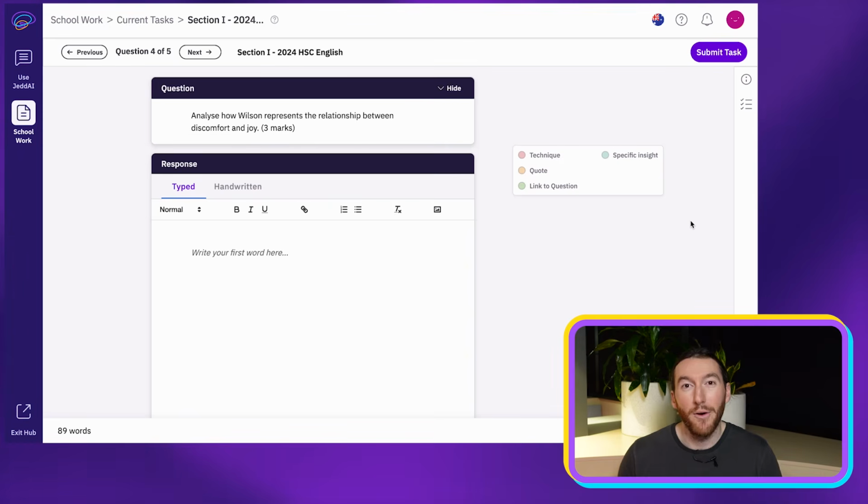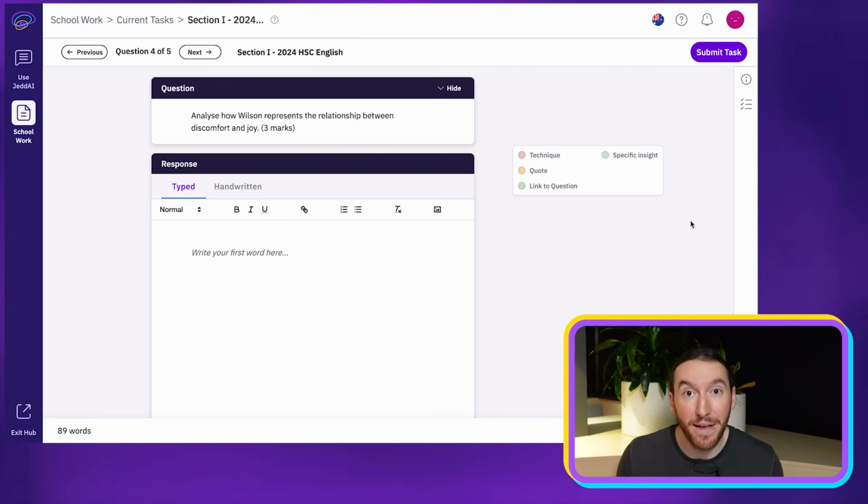On to the next. All right, question 4 for this paper was a 3-marker. Okay, so 3 marks, 3 sentences, 1 topic sentence, 2 sentences of analysis. You should be visualizing that straight away. You should be having a bit of a checklist as you go through the text and thinking, what do I actually need to find here to get the 3 out of 3 before moving on? Because you don't want to spend too long on the question. And the key words here, discomfort and joy. Analyze how Wilson represents the relationship between discomfort and joy.